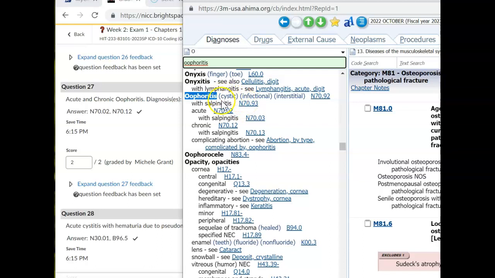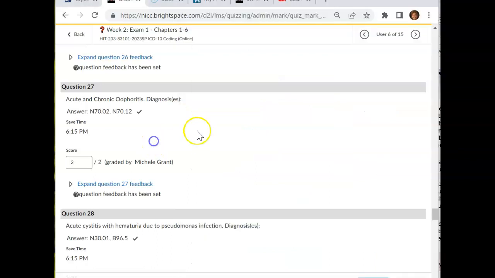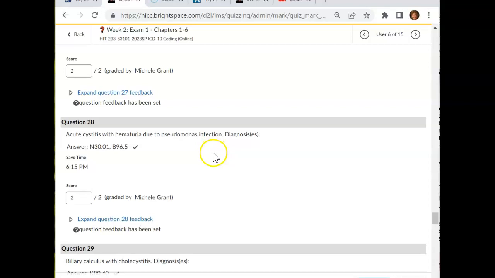If acute was here in parentheses behind the keyword, then I would only code the chronic. But they're both at the same indentation level, so I code them both. Here we have two codes again, one for the cystitis and one for the hematuria due to the Pseudomonas infection. So we have two codes on that one.